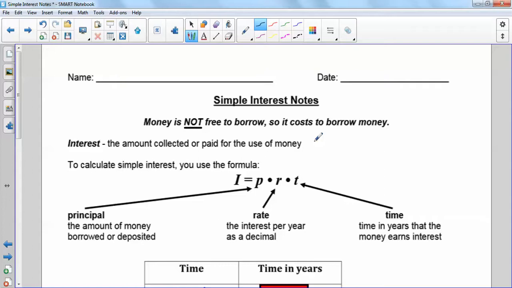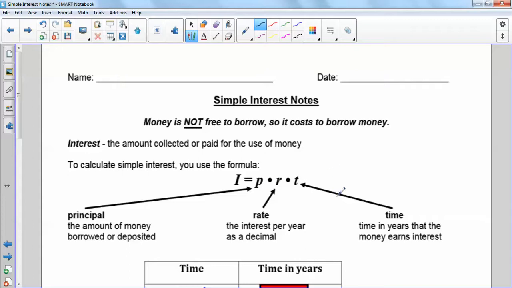Okay, so we use the same formula every time to calculate simple interest. So here's our formula. Interest, or I, is equal to P times R times T. And we need to remember this formula, okay? It's not on your formula sheet for the SOL. It's not going to be on a formula sheet for the test. You need to just remember this formula. And it's pretty easy because all you're doing is multiplying.